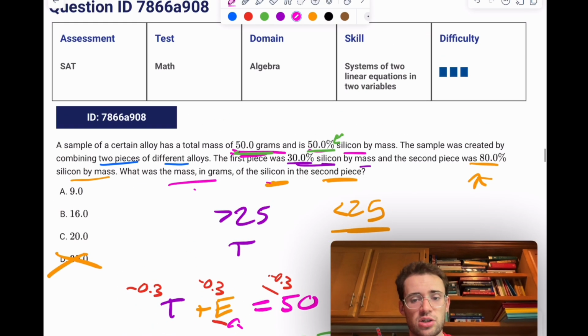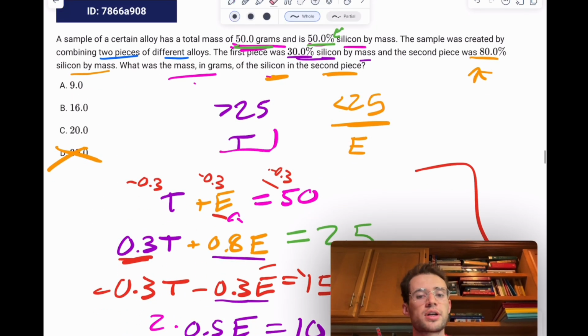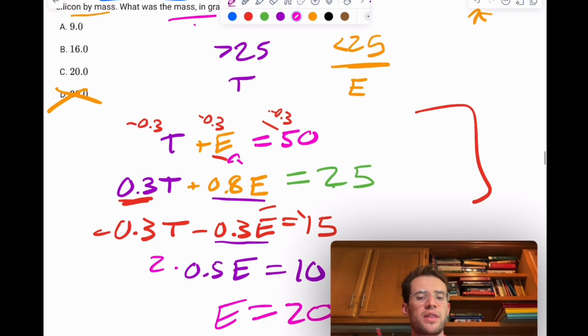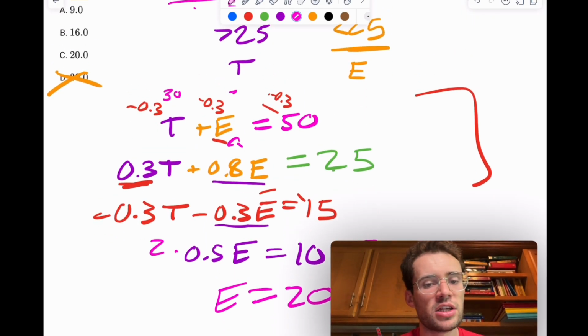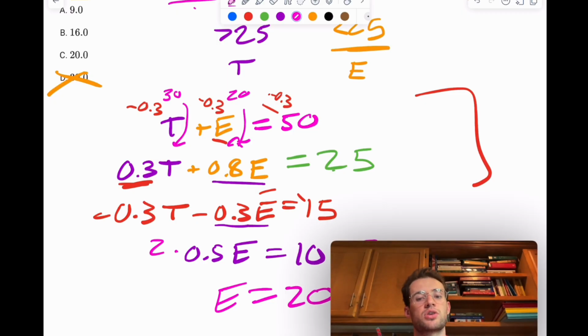Again, that does make logical sense. There should be more T than there is E to bring the average below the middle of those two, the middle of 30 and 80. From there, then you could plug in, okay, well, if we know that T is 30 and E is 20, you could plug them into this second equation and see if it does, in fact, give you the 25.